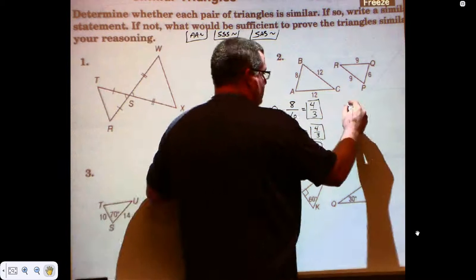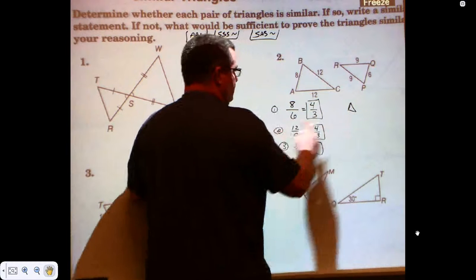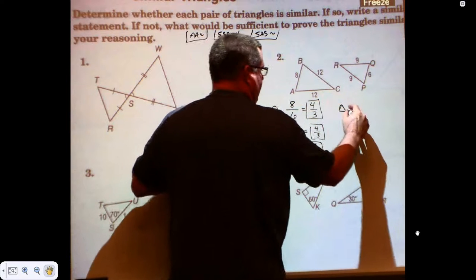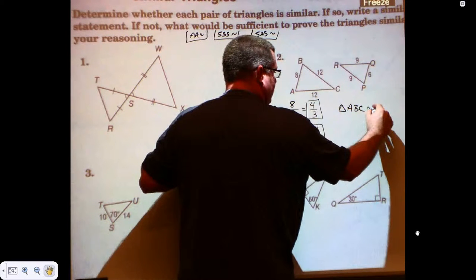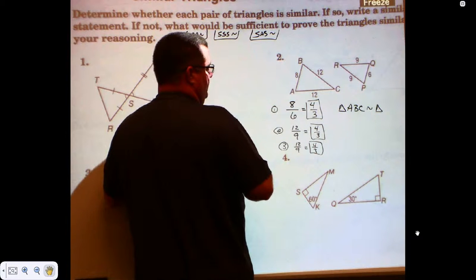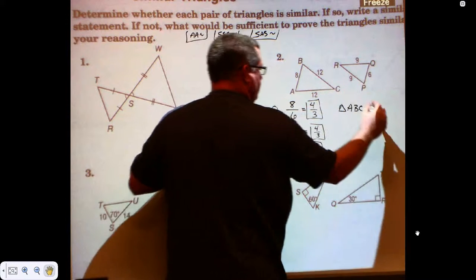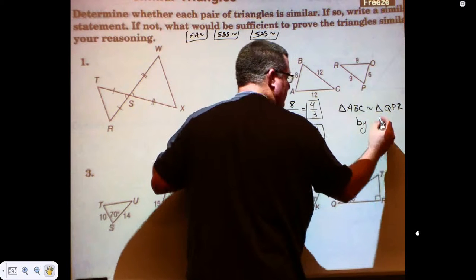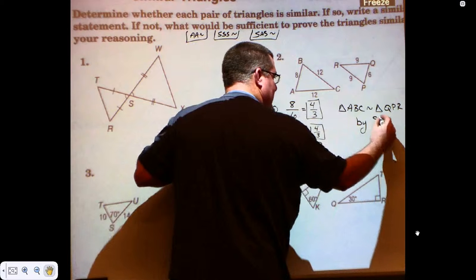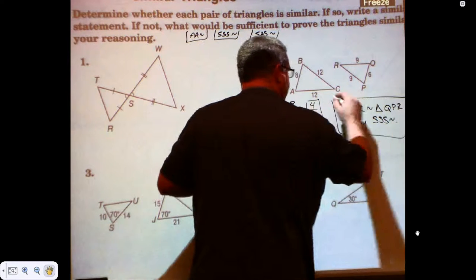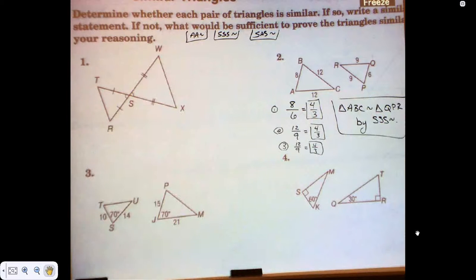So, triangle, we'll call it ABC, is similar to triangle, well, if I did ABC, I need to do QPR by what? What's my theorem? Side, what? Those aren't too bad, are they?